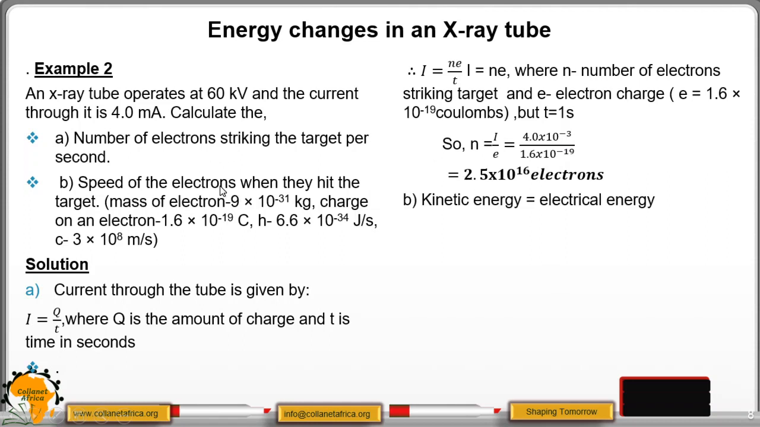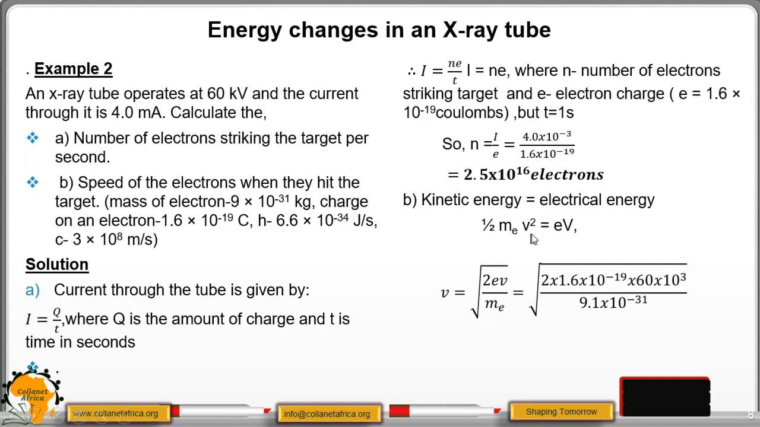Then number 2, you're supposed to get the speed. But before you get the speed, you need to get the kinetic energy. Our kinetic energy is given by a half mv squared is equals to eV. So we can make v the subject of the formula. It will be the square root of 2eV divided by the mass of electron. When you substitute the values, again putting brackets in each case and then dividing, you will get that the value is 1.45 times 10 to the power 8 meters per second.